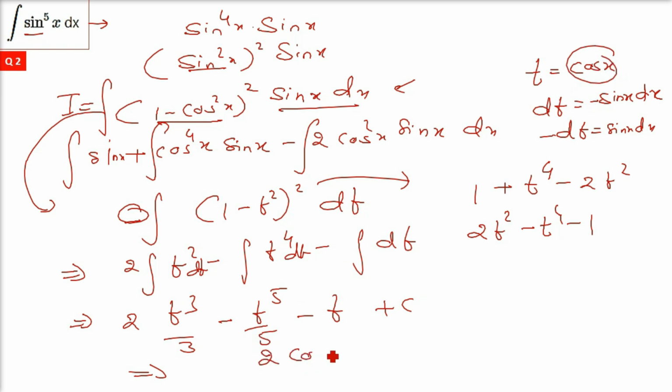Just take this t and write cos x wherever it is. So 2 cos cube x by 3 minus cos raised 5x by 5 minus cos x plus constant of integration. So this is the better way to represent it. Multiplication of negative will make this solution. Otherwise, if you don't multiply it by negative, you will encounter that negative 2t square will come first.